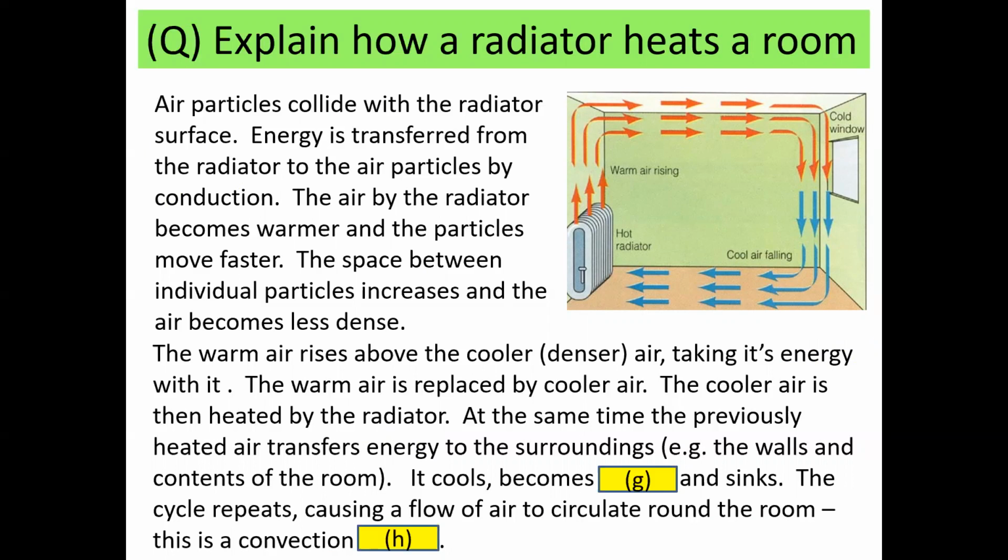This air then cools, becomes denser and sinks, and the cycle repeats, causing a flow of air to circulate round the room. This is a convection current. So hopefully you can all explain now how a radiator can heat a room.